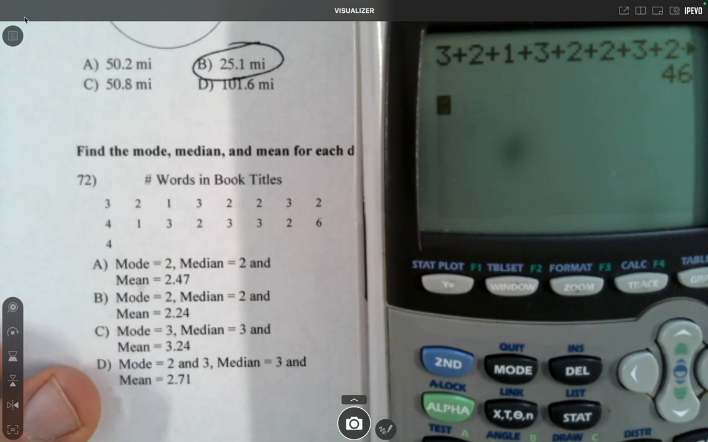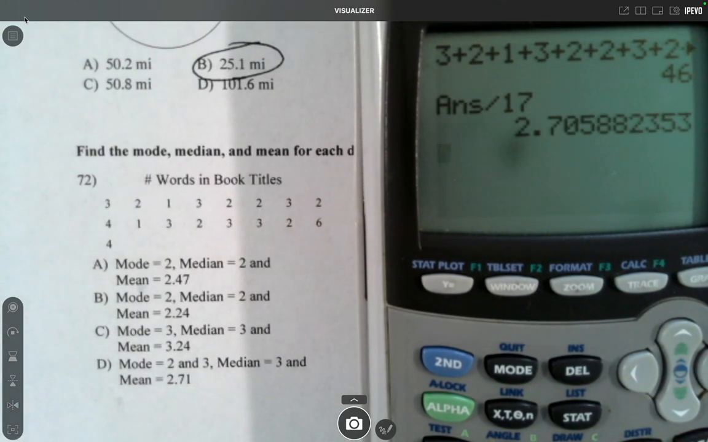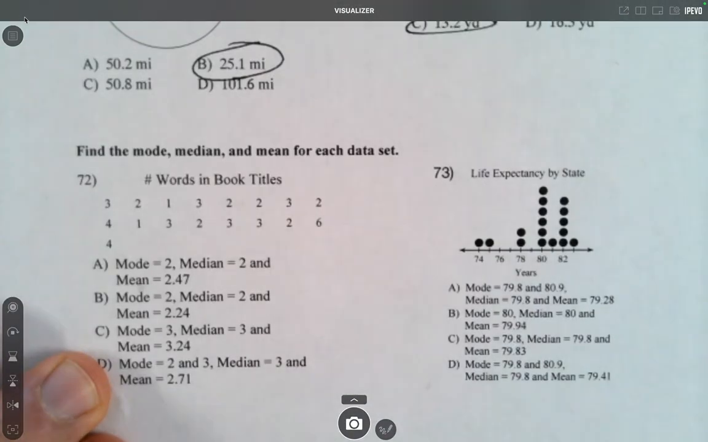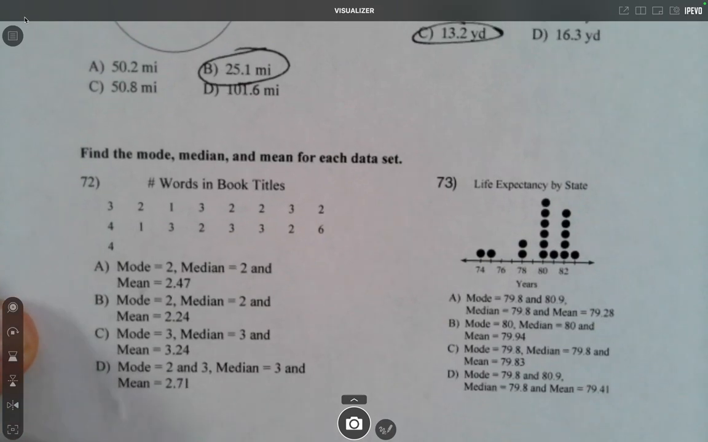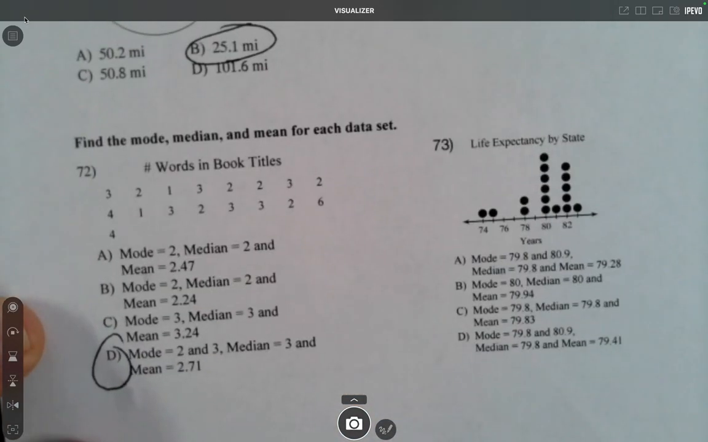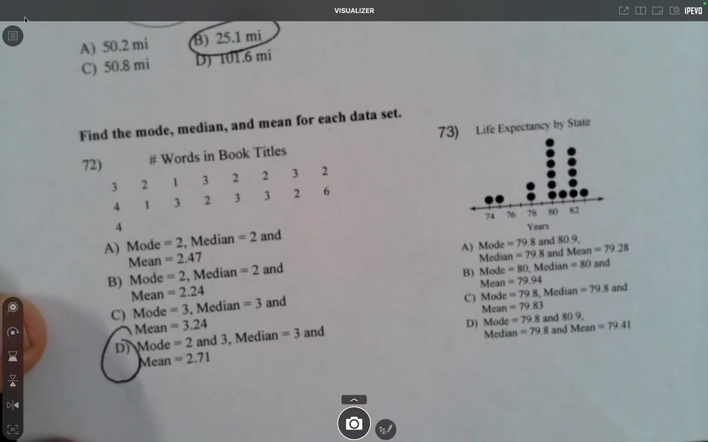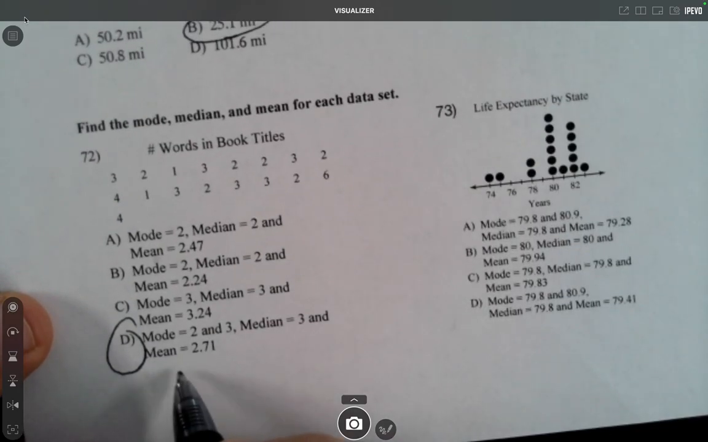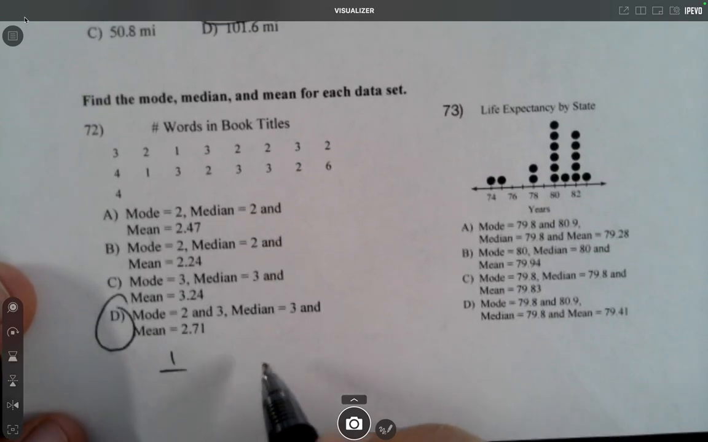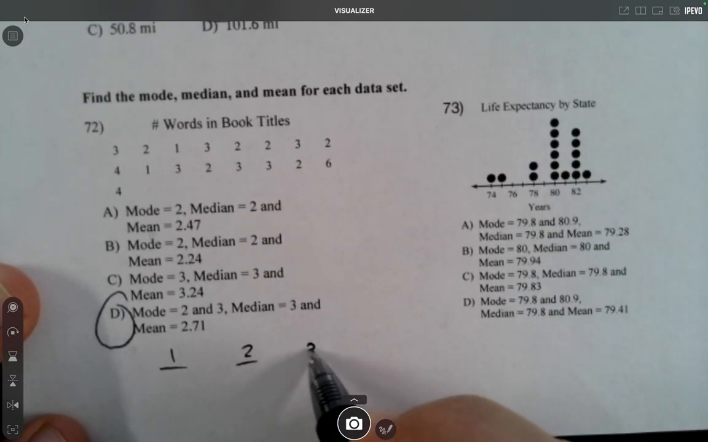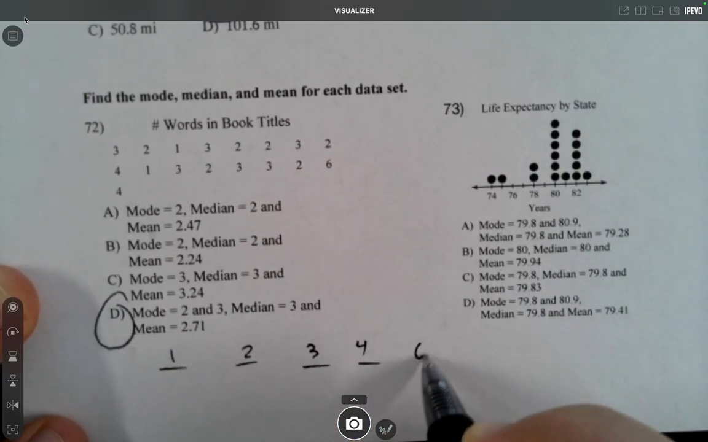Then we divide by our total, which is 17. So we get a mean of 2.71. So that means the answer is D. Now to find the mode, you would just kind of see how many each of them are. So in case it just asks for the mode on your exam, I'm just going to do some tallies for the options we have.